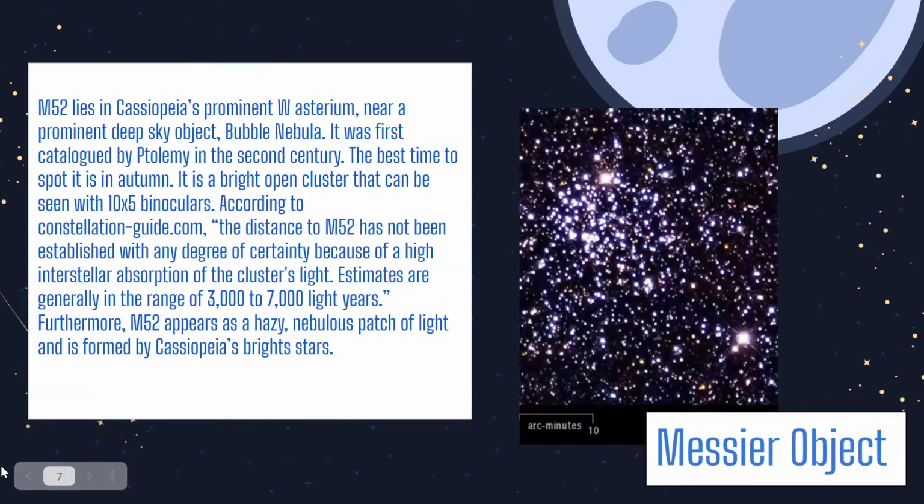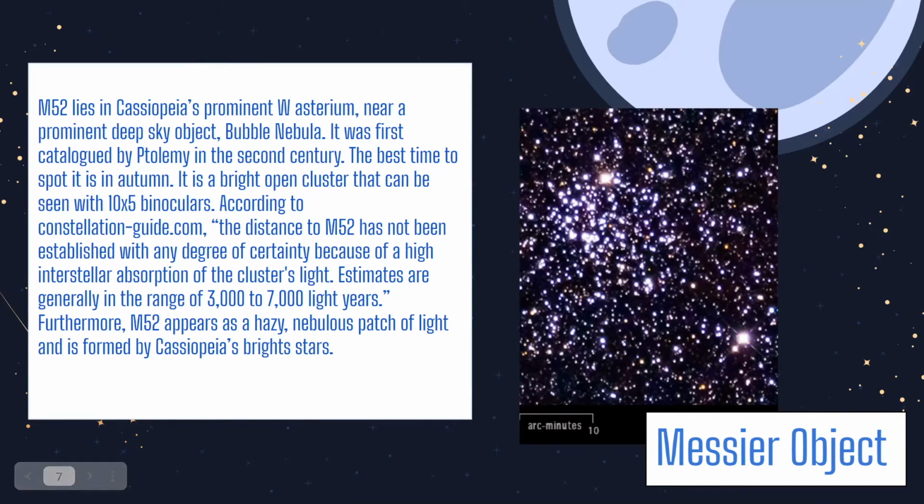And it is, as you can see on the right, a bright open cluster that can be seen with 10 by 50 binoculars. According to the constellation guide, the distance to M52 has not yet been established with any degree of certainty because of the high interstellar absorption of the cluster's light. Estimates range anywhere from 3,000 to 7,000 light years, which is a very, very large range. And lastly, M52 appears as a hazy nebulous patch of light, as you can see on the right.